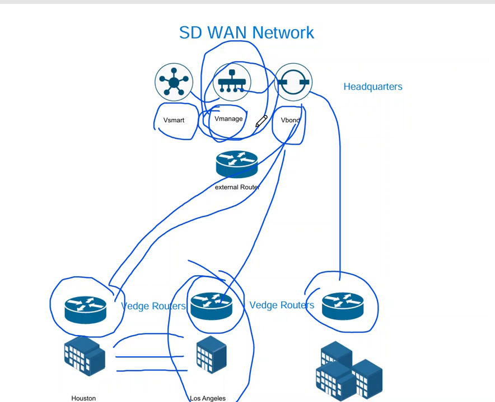So the second controller we talk about is the vManage. This is how the administrator manages the entire network, creates routes, and enforces policies.